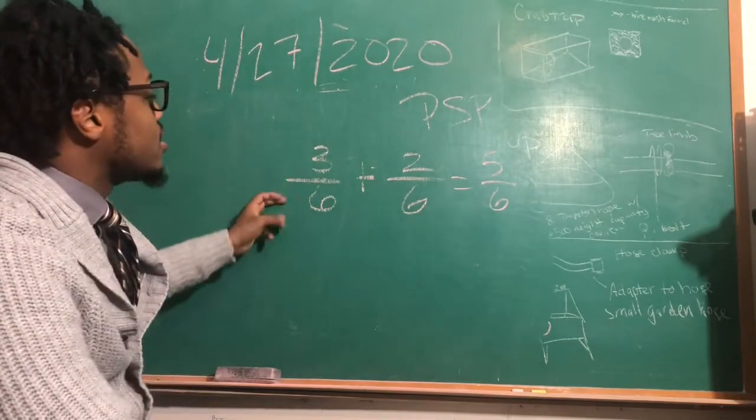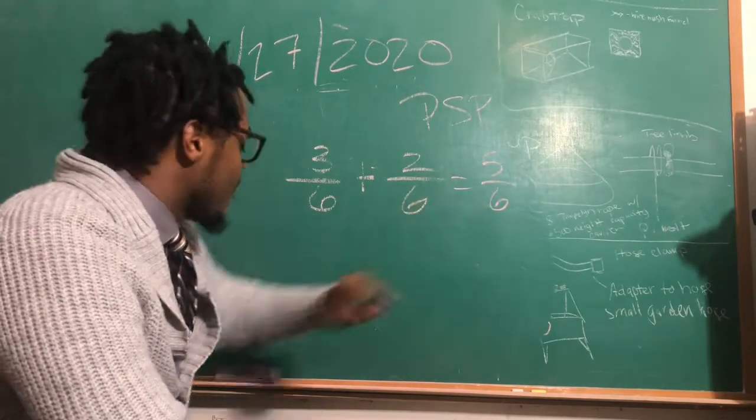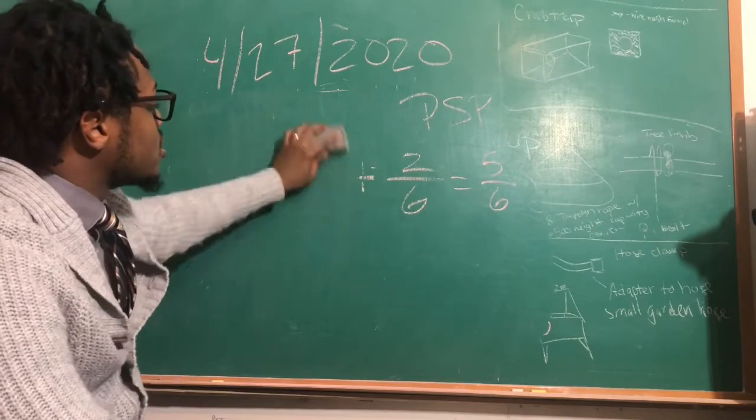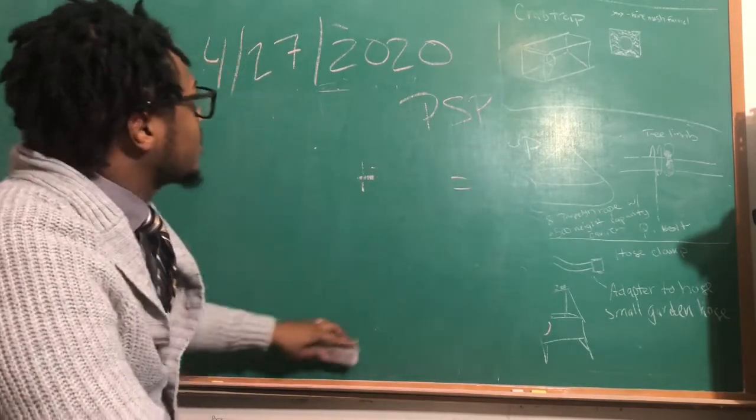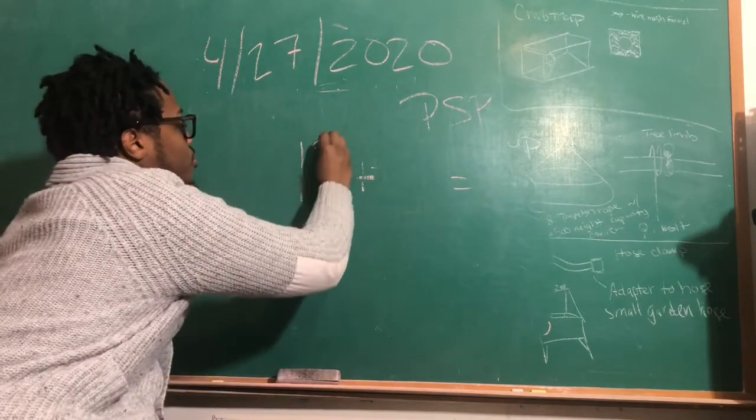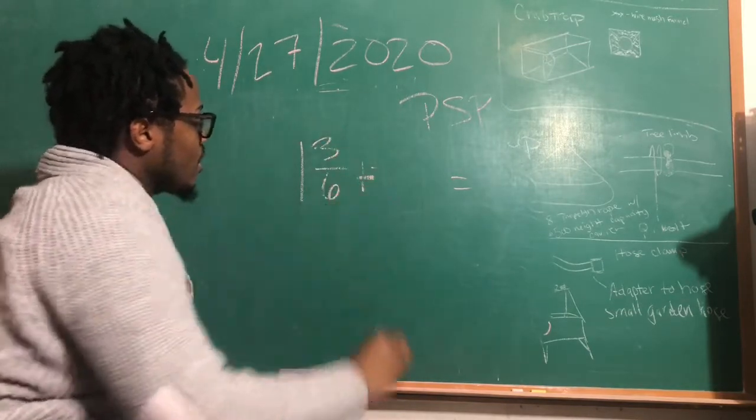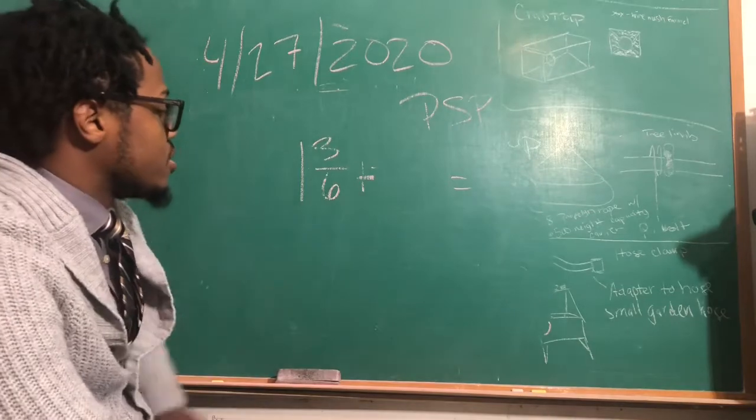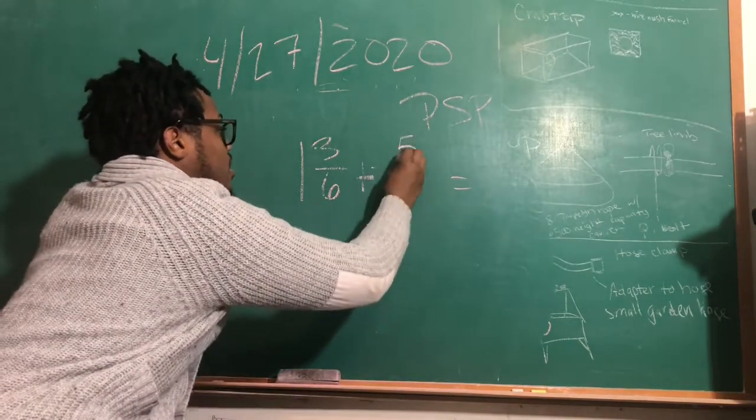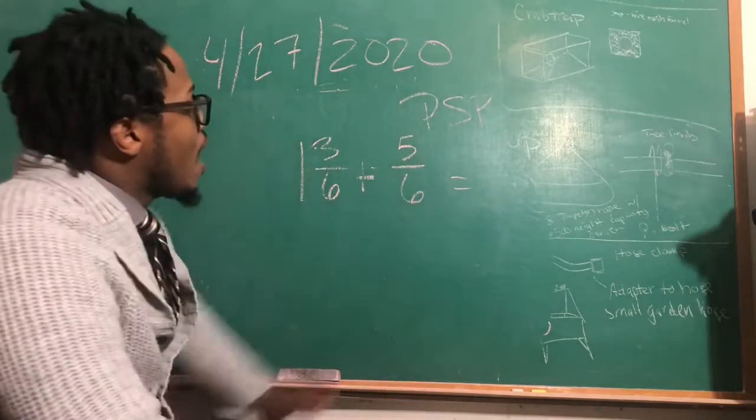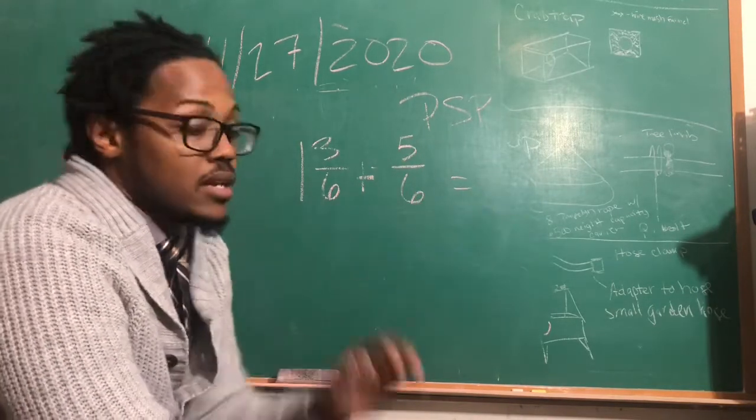So we have 3/6 plus 2/6 gives us the 5/6. Well, let's say she went to the store, and here are the more tricky questions, and she actually wanted to buy 1 3/6. She already had 1 3/6 bag of apples at home, and she wanted to buy 5/6 bag of apples. How many bags of apples will that be in total?